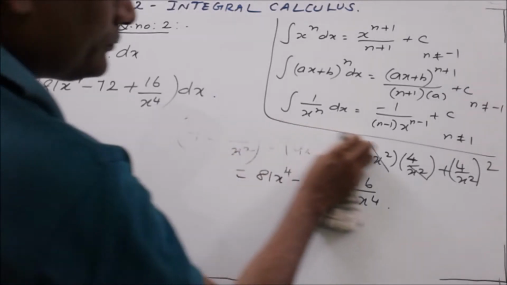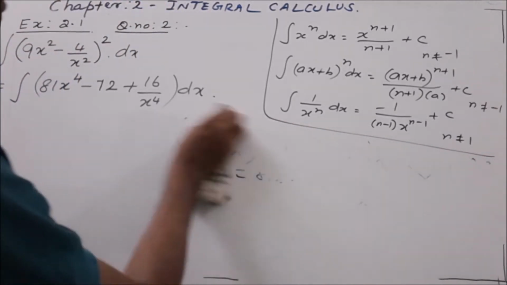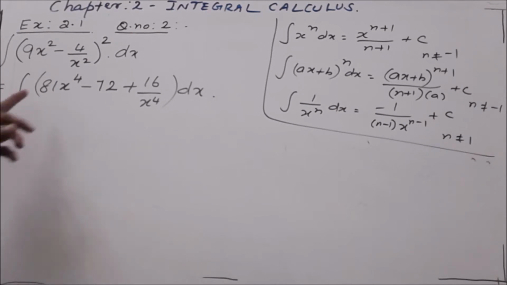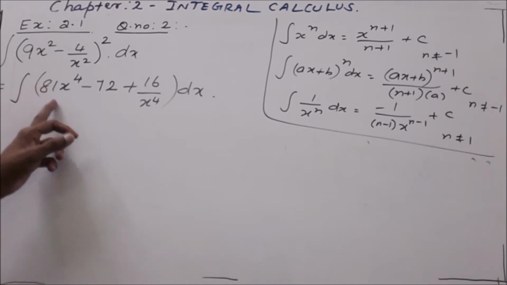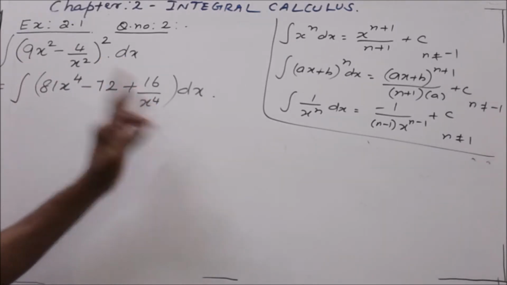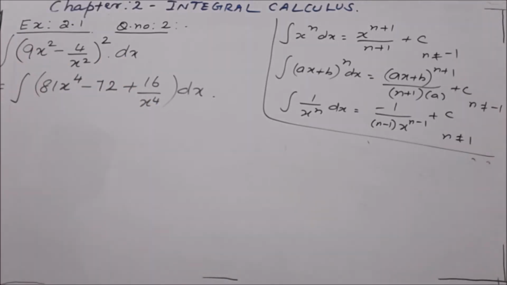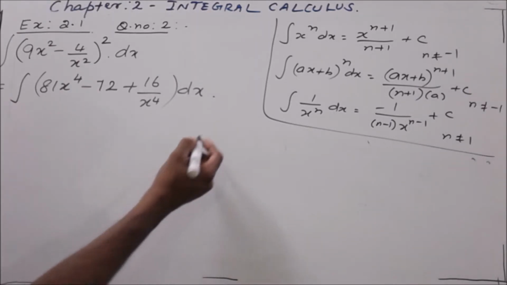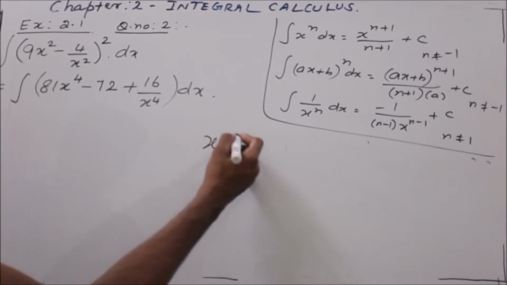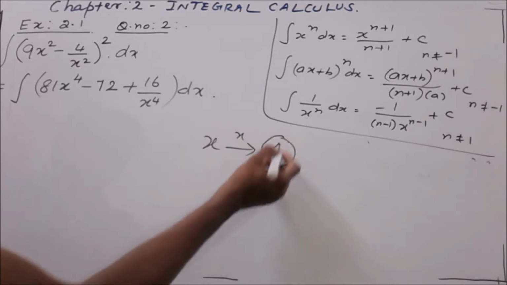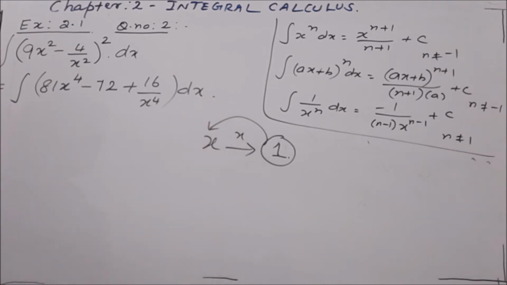Now listen here, 81x power 4, 72, 16 by x power 4 into dx. There are three different functions appearing here. This is a constant function. When we differentiate x with respect to x, it is 1. When we integrate 1 with respect to x, it will yield x.